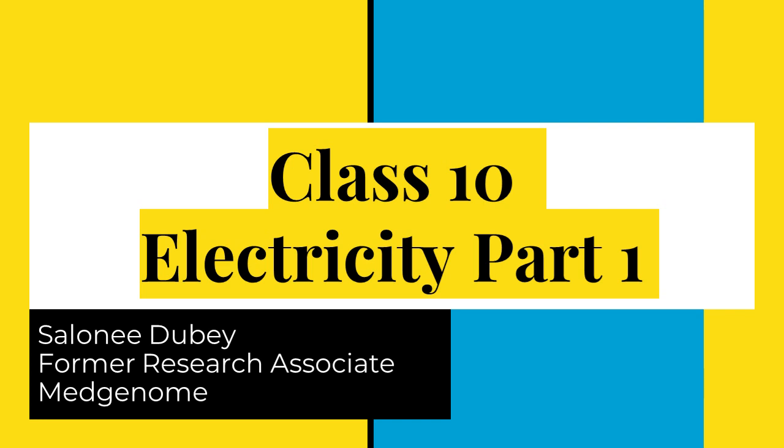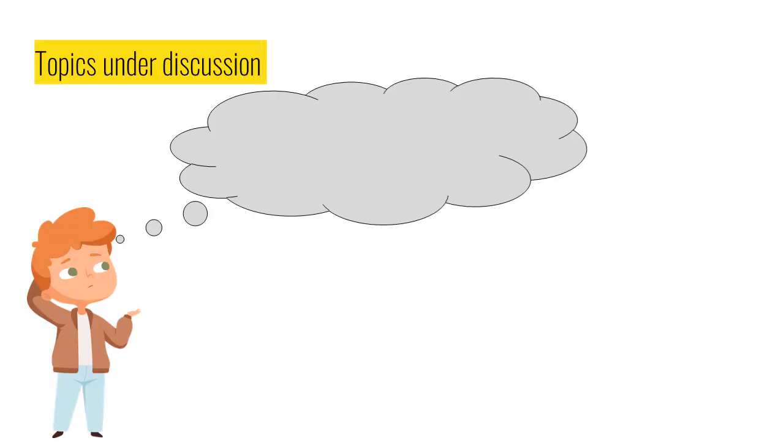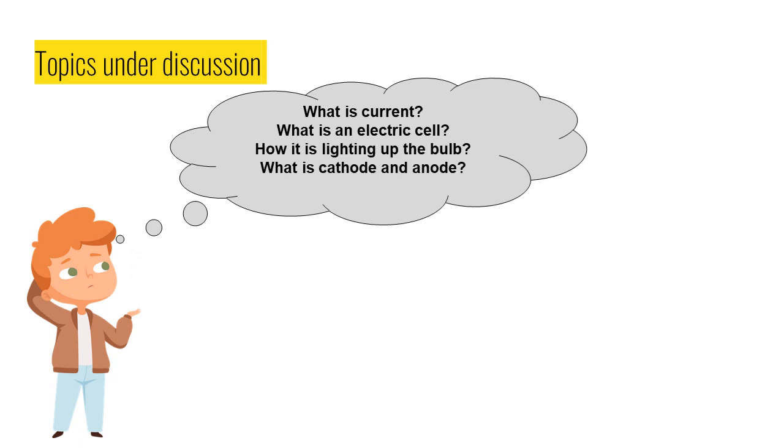This video is for students who want to clear their basic concepts in electricity. So this is the first video regarding electricity. Have you ever wondered when you switch on a torch or connect a bulb to a cell, why the bulb lights up? The answer is electricity or current. Today I will explain what is current, what is an electric cell, how it is lighting up the bulb, what is a cathode and anode.